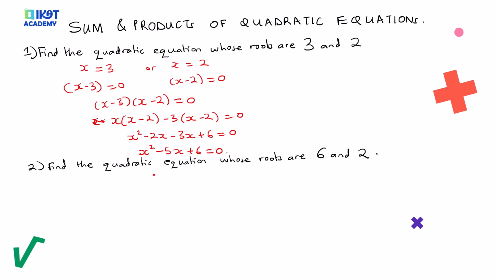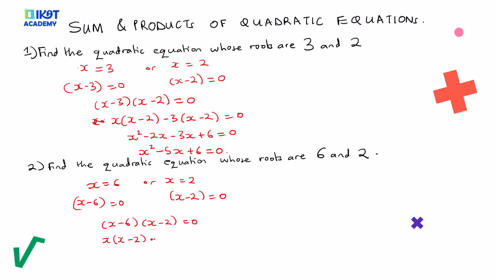So now how about this one? Find the quadratic equation whose roots are 6 and 2. So what does that mean? Our x after solving would have been 6, or our x would have been 2. So we do the same thing. x minus 6 is equals to 0. x minus 2 is equals to 0. So we multiply these two factors. So we now open the bracket.